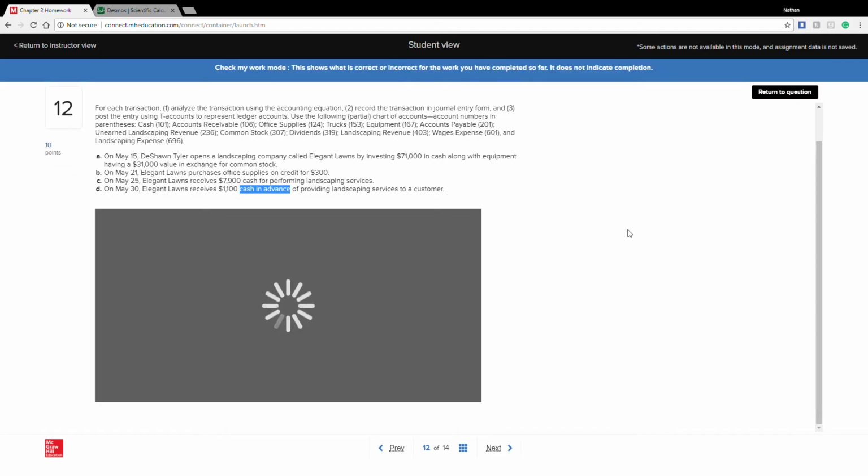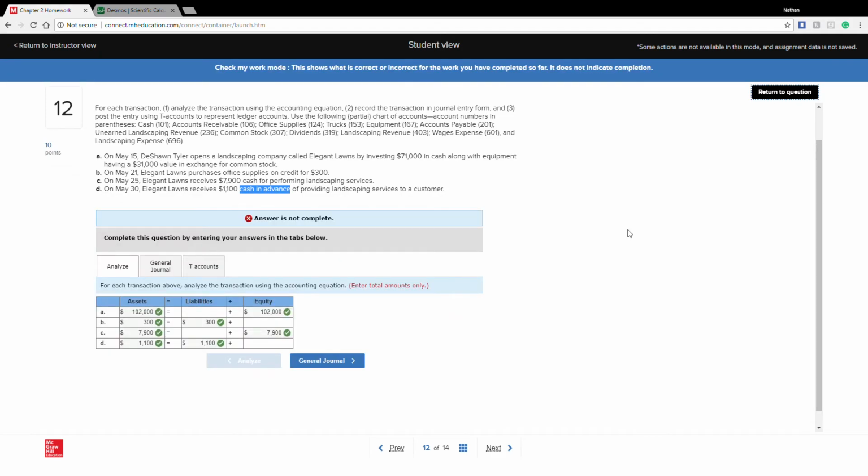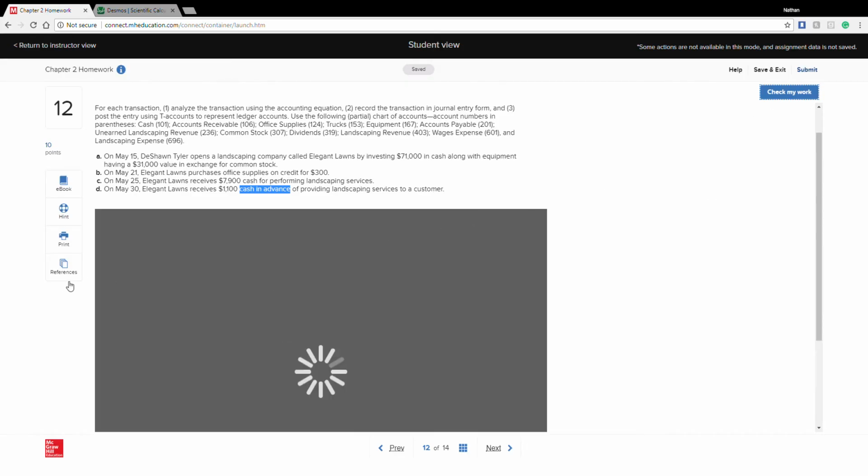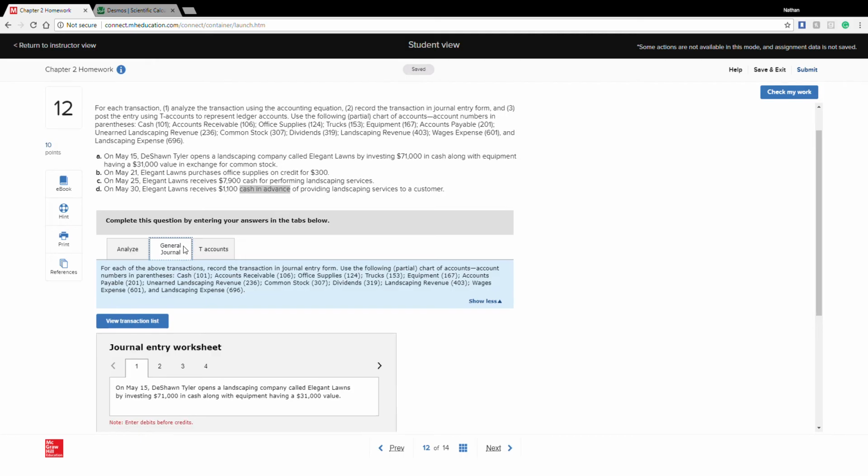So again, check my work with these. I would strongly encourage you to check my work with all of them just to keep things balanced. But I'm going to show you what you probably need to do with the general journal and the T accounts, what I couldn't really show you in the notes. So, let's hit the general journal.